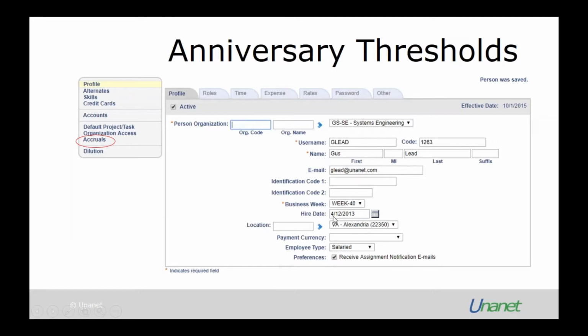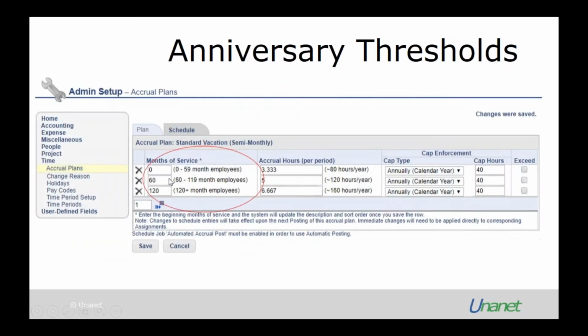Oh, so I said that incorrectly. So here, Gus's hire date is the 12th of April. Remember that our periods in this scenario are running from the 1st to the 15th. So the system will assume that you should be accruing on the old accrual rate from the 1st to the 11th, and then from the 12th to the 15th, accruing at the new accrual rate. So instead of seeing 5 hours for the period of April 1st to the 15th, I would see some number here between 3.3 and 5 that's prorated for that period of time.